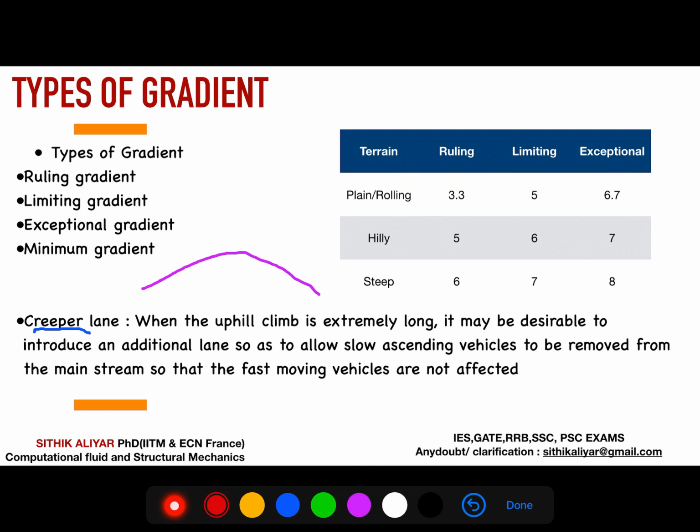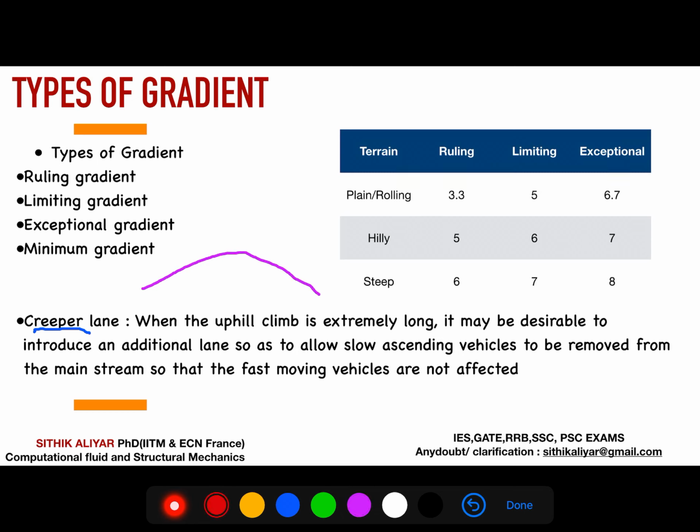So for heavy slow moving vehicles which cannot take that much gradient, consider they will go very slow, like 10, 15, 20 kilometers only. For that type of transport, they have provided a creeper lane. In that creeper lane the vehicle can negotiate the gradient and go around, and they can reach the particular road. Okay, so the next topic in the gradient is grade compensation.